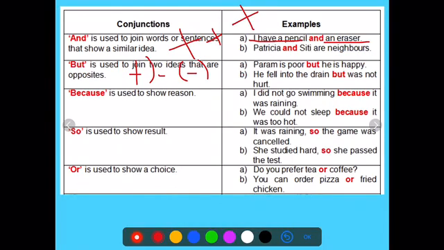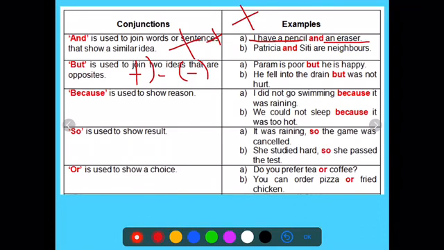All right, the second one is, he fell in the drain but was not hurt. He fell into the drain. This is something negative, but he was not hurt. This is something positive. So here we have a positive and a negative example, and we're going to use the word but. I cannot use and. For example, I cannot say Param is poor and he's happy. No. I have to say two contrasting ideas like Param is poor but he is happy.